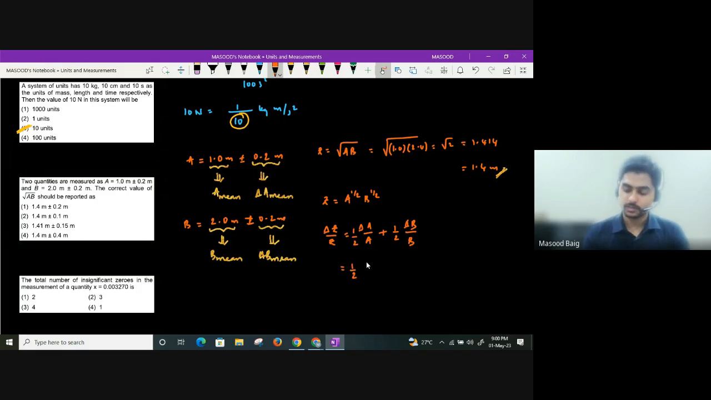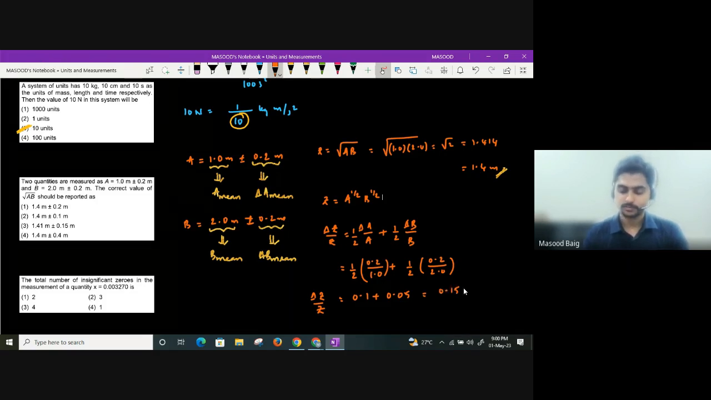Half into what is delta A value? 0.2. What is A value? 1. Plus half into what is delta B value? 0.2. What is B value? 2. So what will I get this as? This I'll get as 0.1 plus I'll get as 0.05. So delta Z by Z value, I'm getting it as how much, beta? I'm getting it as 0.15. Now what I'll do?